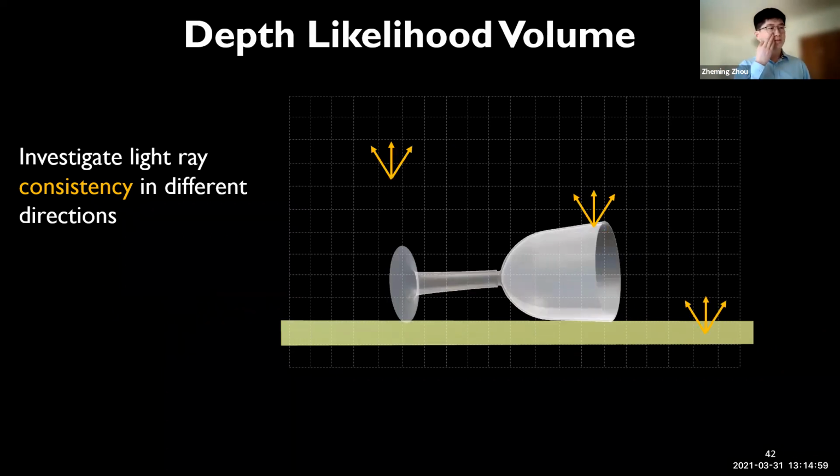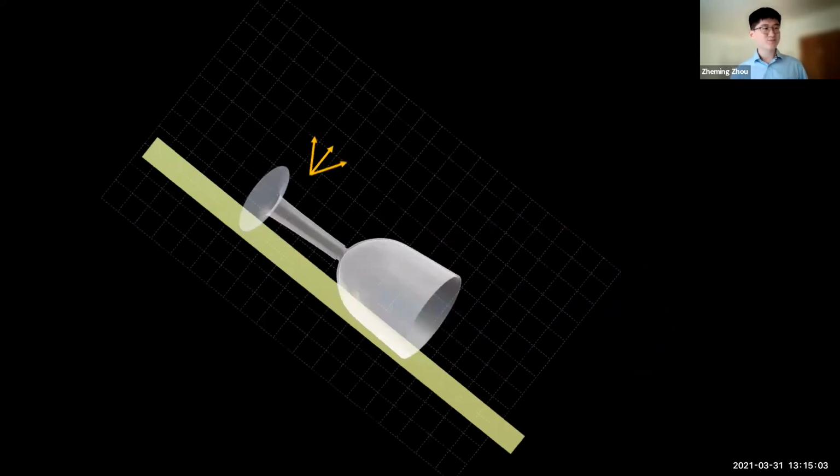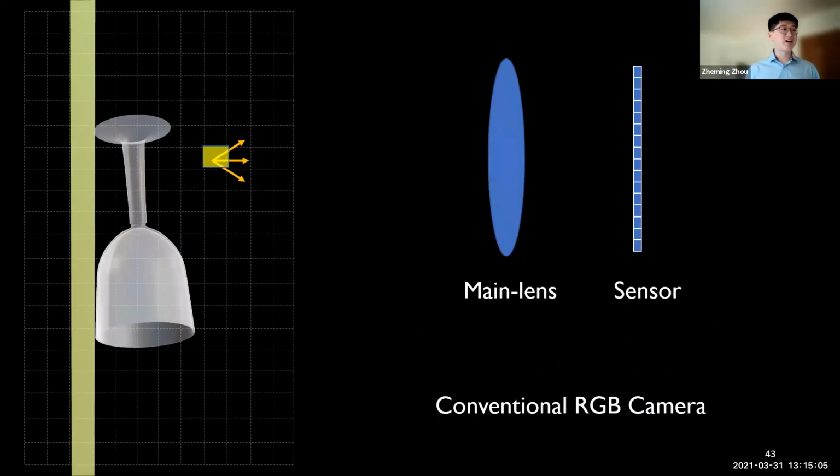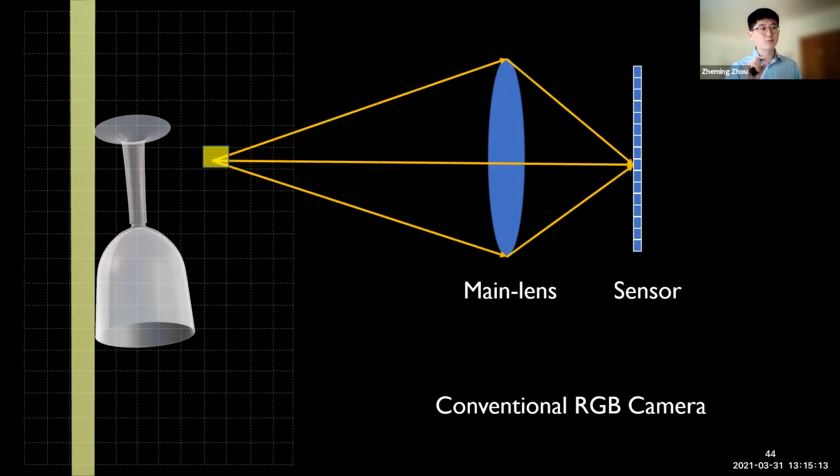So then the question becomes, how can we calculate those light directions? We know that for a conventional RGB camera we are using, for instance, it's currently focused on this yellow cell. All the light rays emitting from that cell will be focused by the main lens and be captured by a specific sensor on the sensor plane.